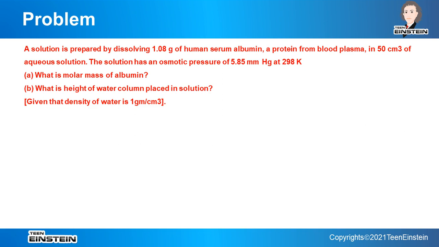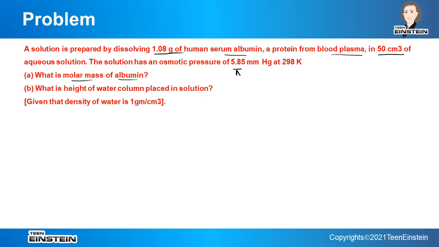Next problem. A solution is prepared by dissolving 1.08 gram human serum albumin, a protein found in blood plasma. The volume of this aqueous solution is given as 50 cubic centimeter, 50 cc. Osmotic pressure is given as 5.85 mm Hg, that is the pi value, and temperature 298. So we have two questions here: what is the molar mass of albumin, that is the molecular weight we have to find out, and the height of the water column placed in solution.